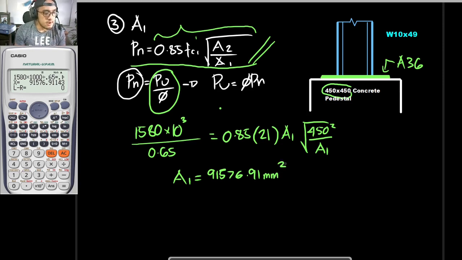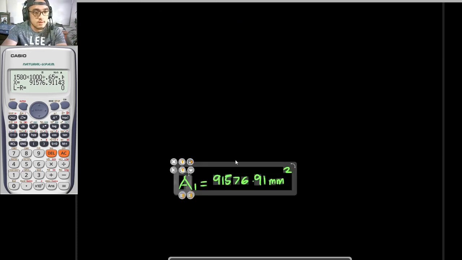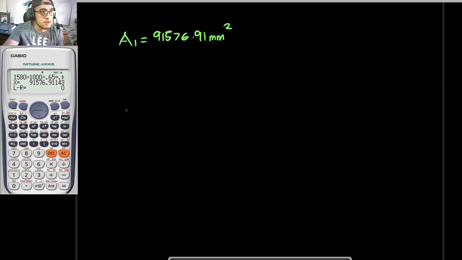So, ayan. Okay, so what would be the next step? So, the next step is for us to check the limits. So, akin lang i-copy-paste itong values natin dito. So, next. So, ayan. Ayan yung ating area 1. So, next up, we would be solving for the limits.